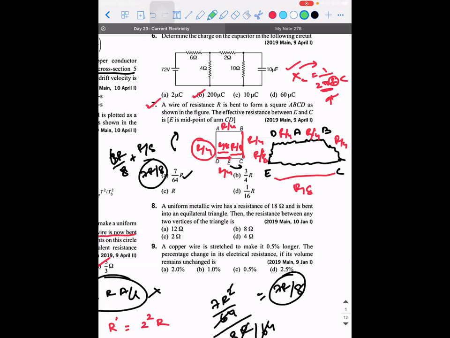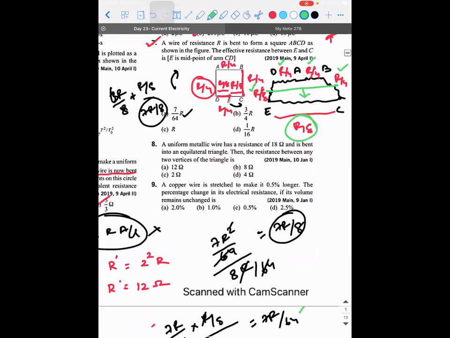So I'm putting a tick. R by 8, R by 4, R by 4, and R by 4. How are they connected? Series. So the whole combination of this is connected with the R by 8 in parallel. Correct? So that's what I did. When I solved it, I got 7R by 64. That part I'm leaving it to you.